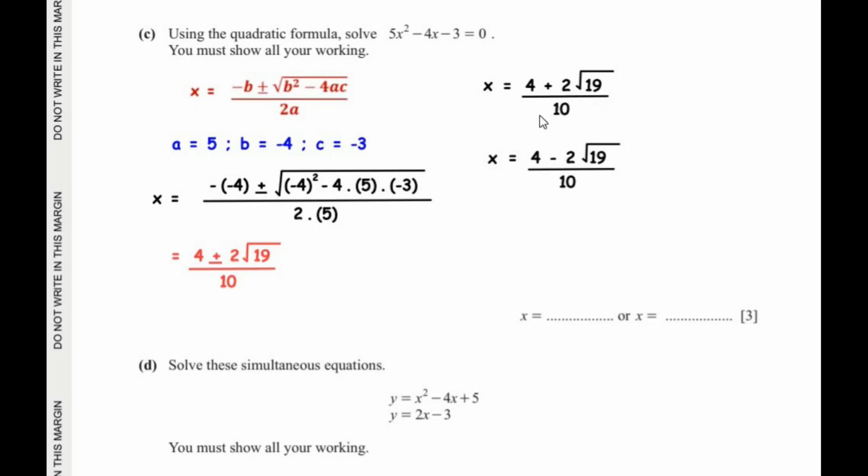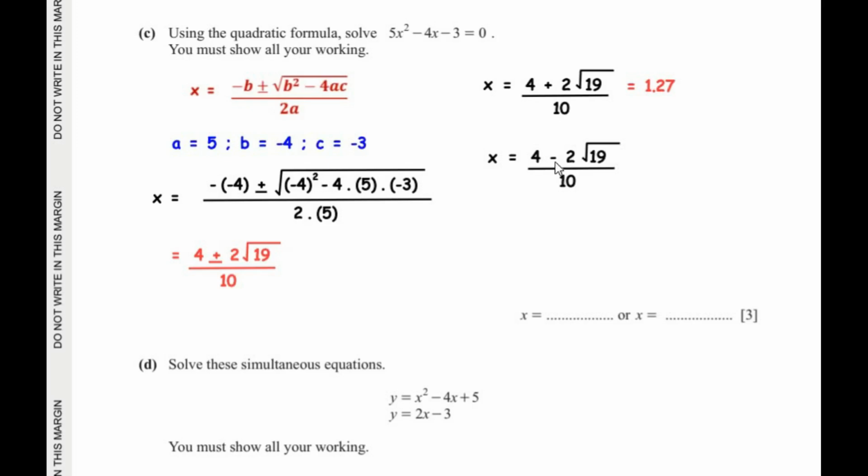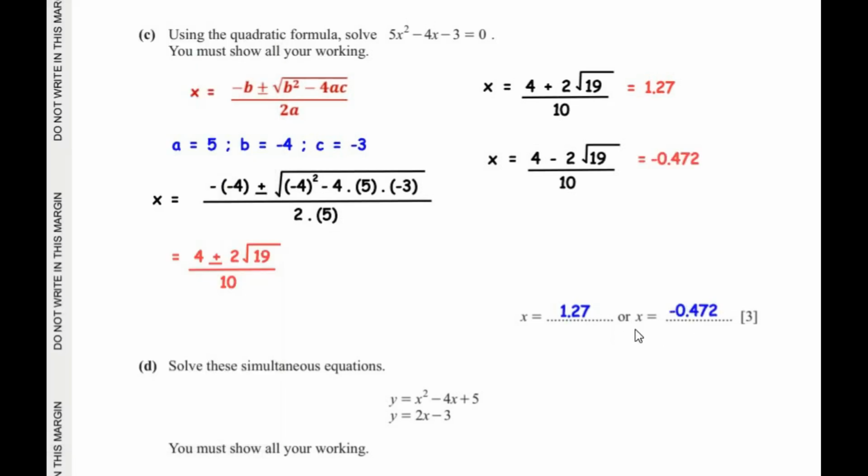Now let us see in decimals what value this gives us. So for the first one with the positive sign we have the value in decimals as 1.2717. Now rounding to 2 decimal places I am going to get it as 1.27. And for the second value with the negative sign, let us see what is the decimal value, minus 0.717. Now rounding to 3 decimal places, I am going to take it as negative 0.472. So these are the two values of x.